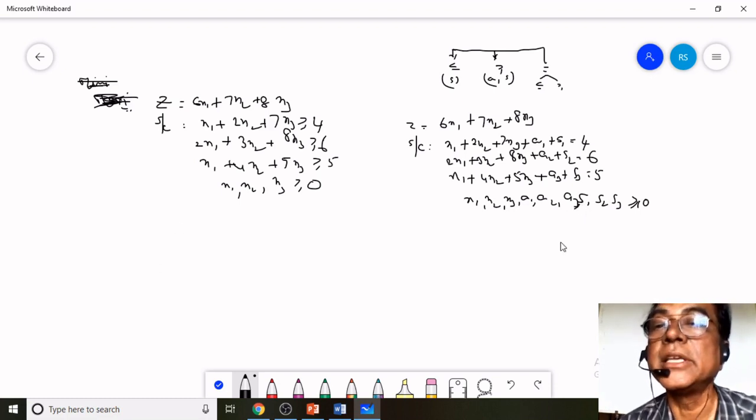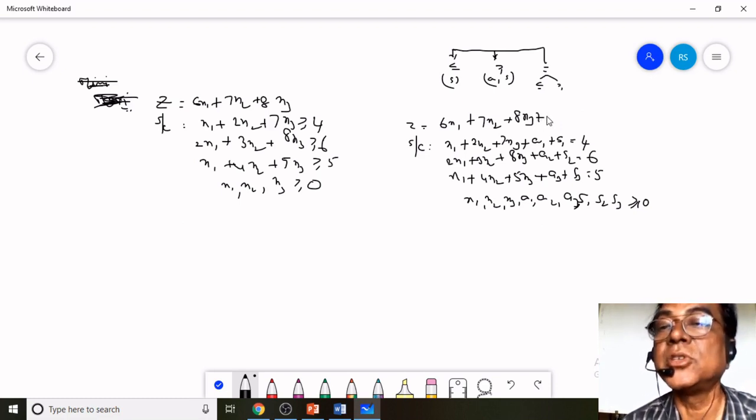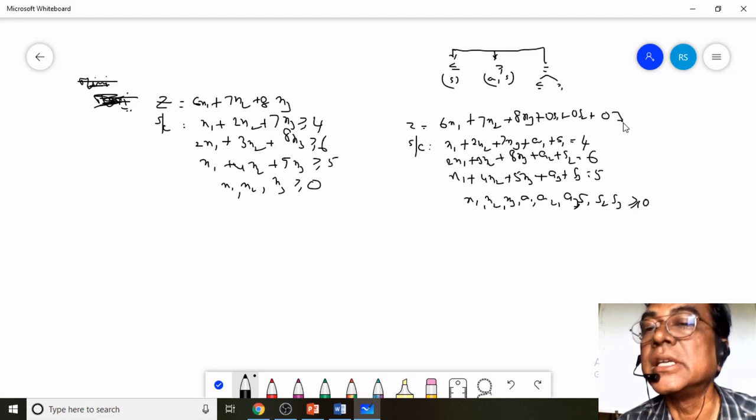Now come to this point here. How to convert the maximum equation? Maximum plus s is there. S is the slack variable in the objective function. All are equal to 0 only: 0 s1 plus 0 s2 plus 0 s3.